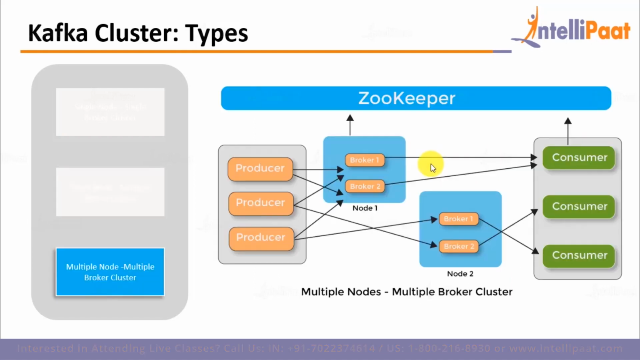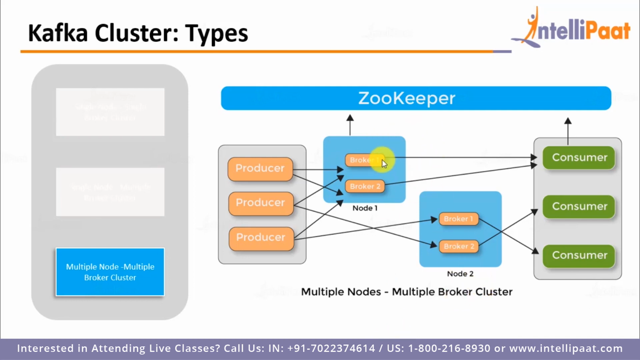And then we have a multiple node multi-broker cluster. When it comes to a multiple node multi-broker cluster, we have more than one node, or in simple terms, more than one system, and in those systems we've got multiple brokers present. As we see over here, this is system 1 and system 2, or node 1 and node 2. Inside node 1, we've got broker 1 and broker 2. And similarly, inside node 2, we've got broker 1 and broker 2. Over here, these producers send their messages to node 1 as well as node 2. And similarly, this consumer consumes messages from this node, and these two consumers consume messages from this node over here. So this is how a multiple node multi-broker cluster works.